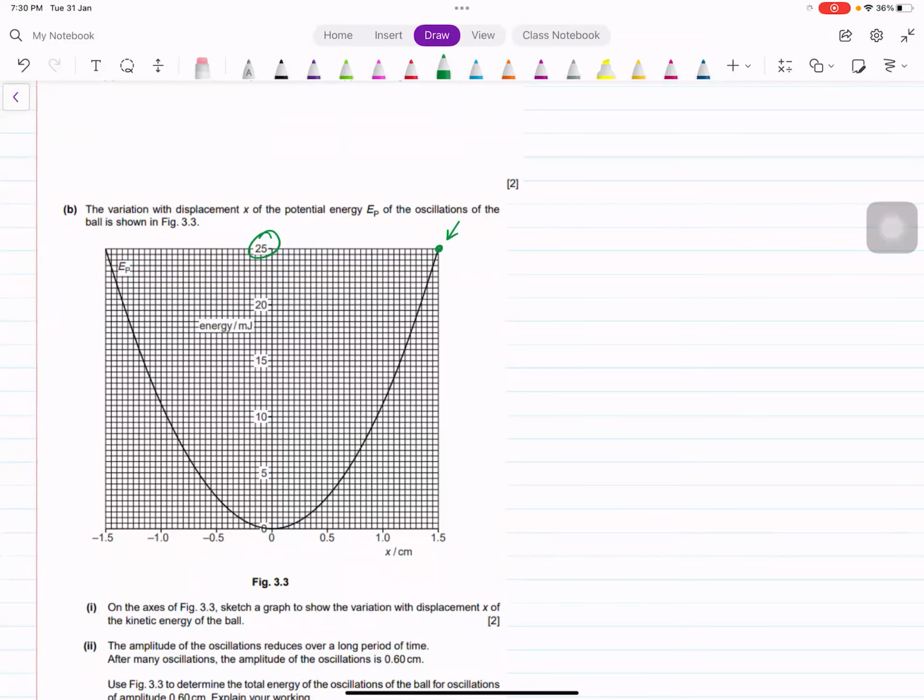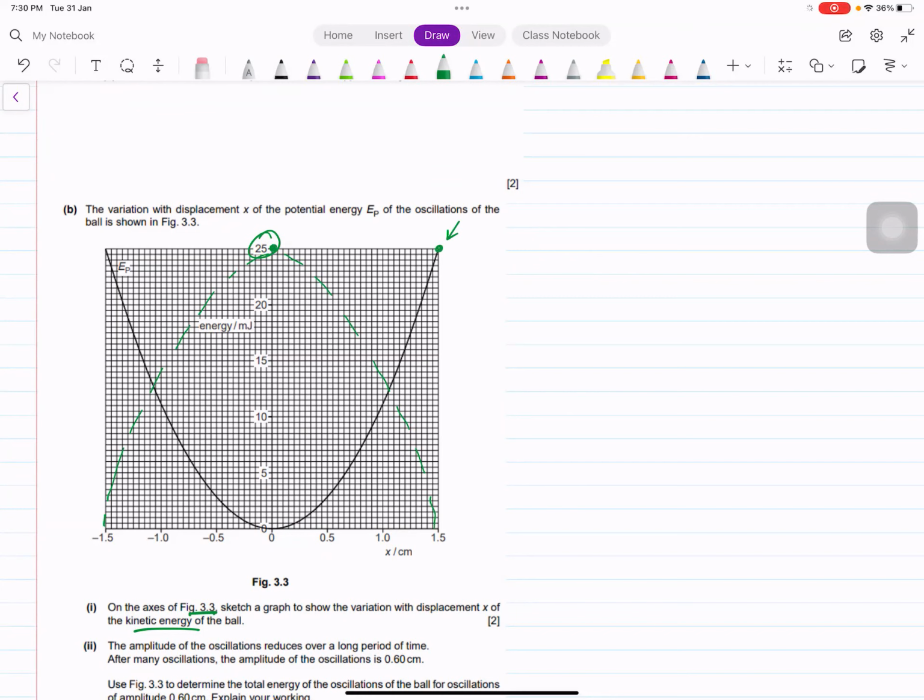Yes, sir. Now it says on the axis kinetic energy. How would you draw kinetic energy? You will basically start from this 1.5, then we go to 25, then come back to 1. Do you agree? Like this.